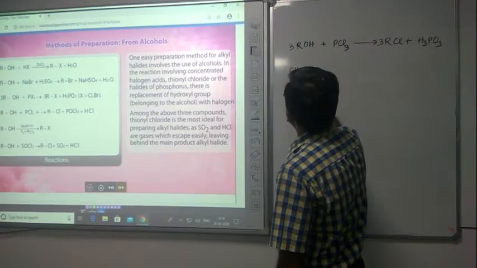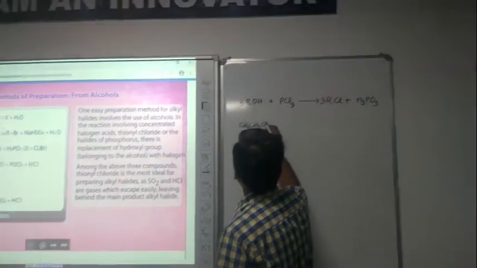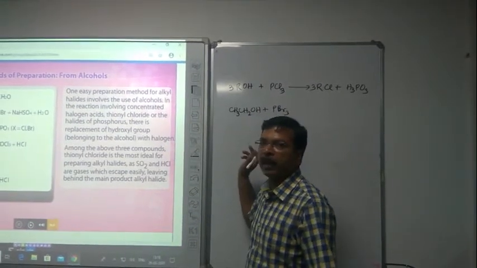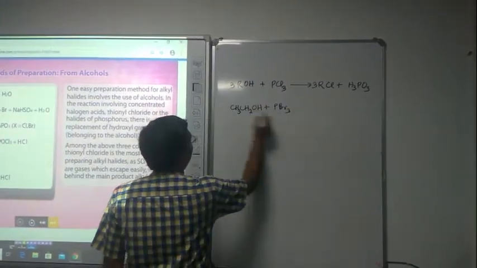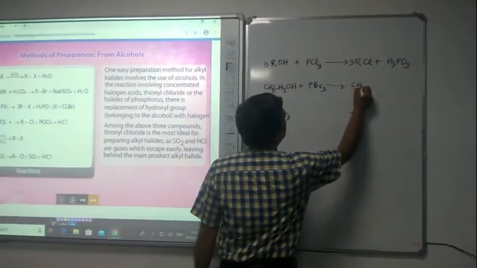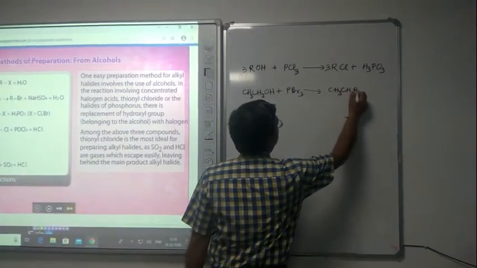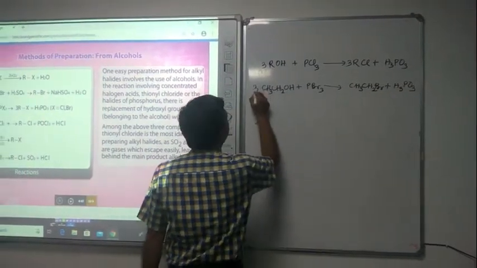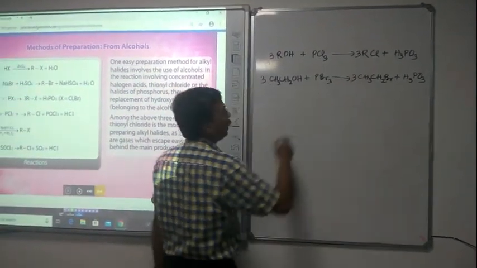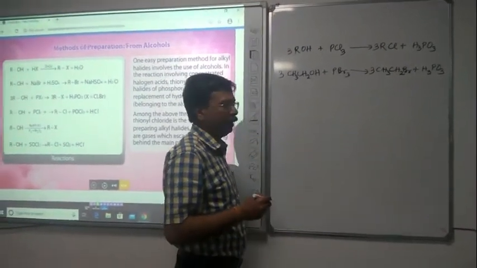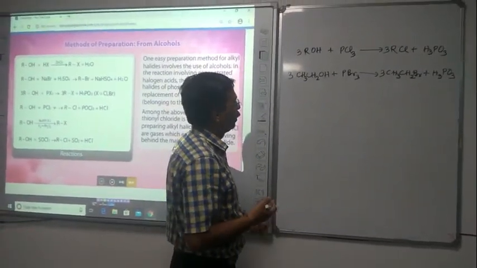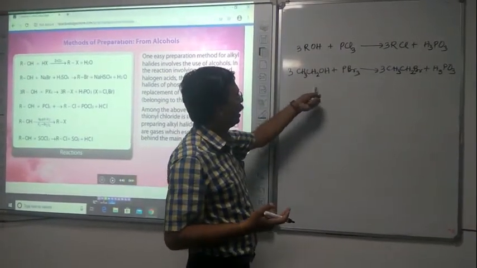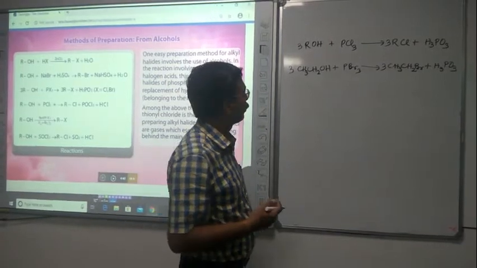You can take PBr3 also in the same way. I am taking a particular example, CH3CH2OH plus PBr3, phosphorus tribromide. This gives rise to CH3CH2Br plus H3PO3. This is 3 moles of alcohol, 3 moles of alkyl halide. In this way, you can get the corresponding alkyl halide. Even PI3 you can take. Phosphorus and iodine directly can form PI3, and PI3 will also react with alcohol to give the alkyl iodide.